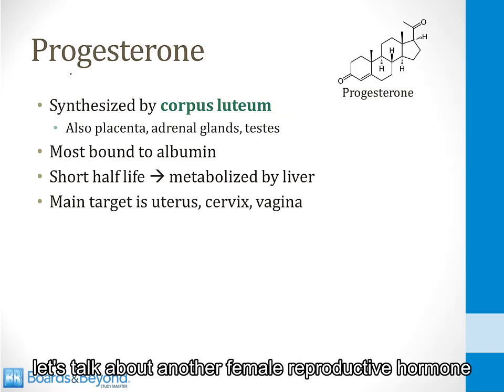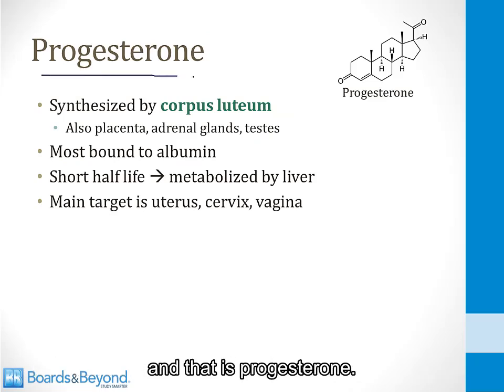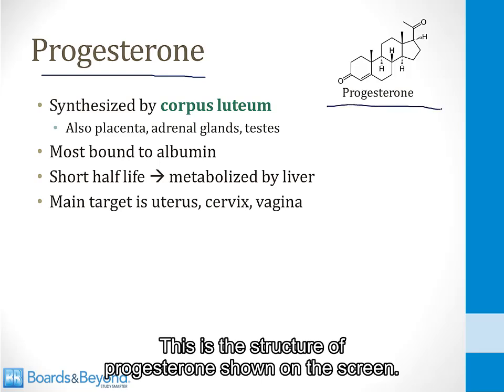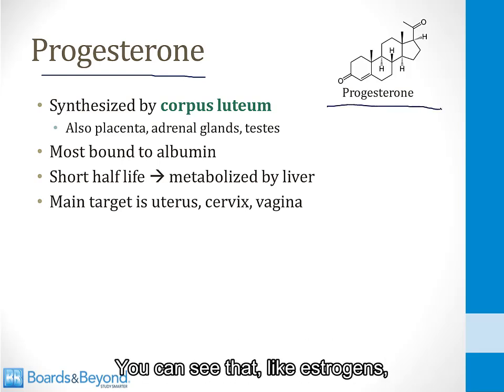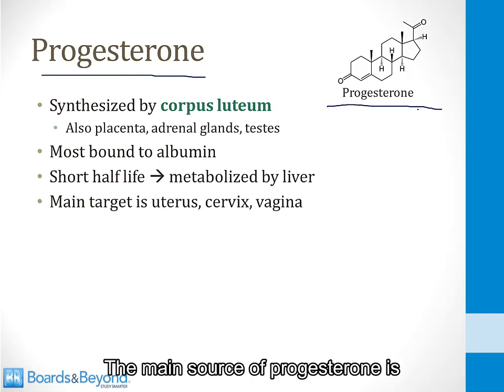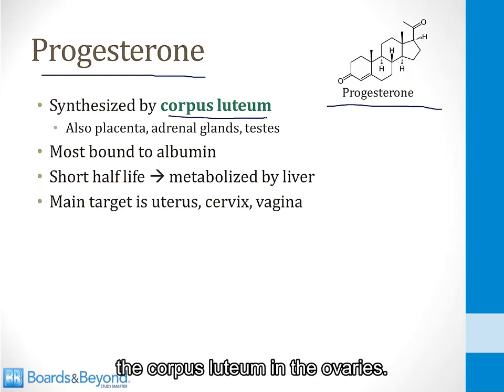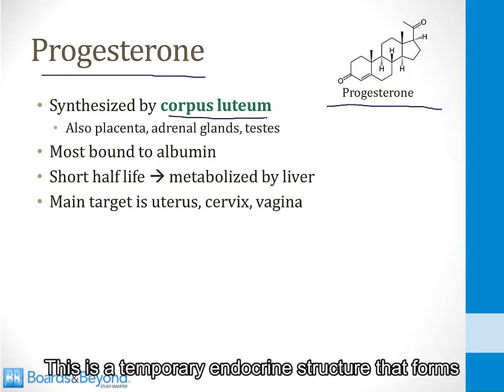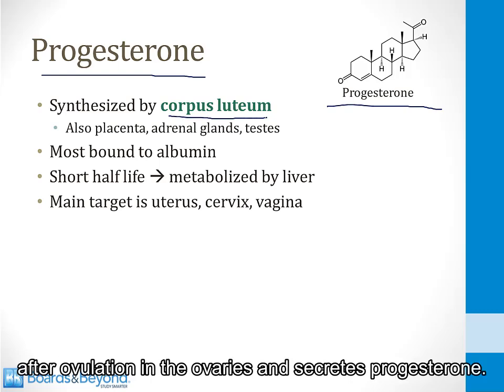Moving on, now let's talk about another female reproductive hormone, and that is progesterone. This is the structure of progesterone shown on the screen. You can see that like estrogens, it is a steroid hormone synthesized from cholesterol. The main source of progesterone is the corpus luteum in the ovaries. This is a temporary endocrine structure that forms after ovulation in the ovaries and secretes progesterone.